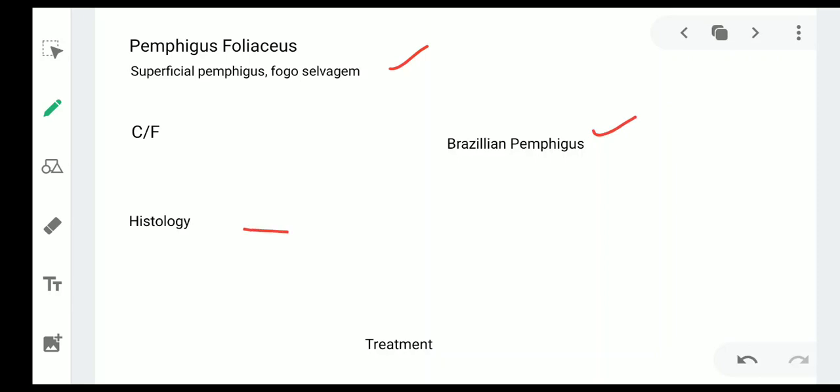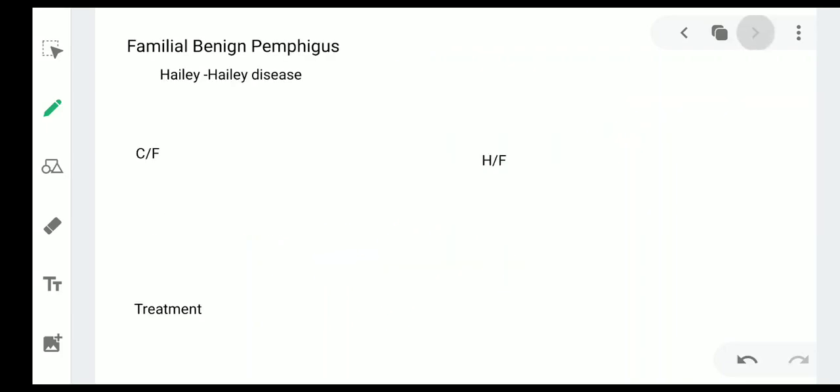Now the histology. In pemphigus, all types of pemphigus, basically you will see an intraepithelial split. In this type you will also see an intraepithelial split, and there may be hyperkeratosis, and dyskeratotic cells can be seen. A mild dermal lymphocytic infiltrate can be seen. Now for the treatment, non-steroidal treatment is preferred in this case.